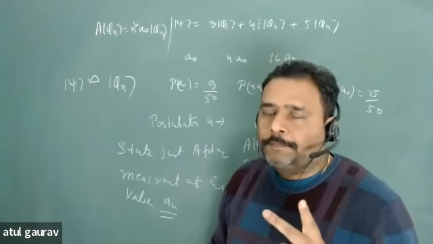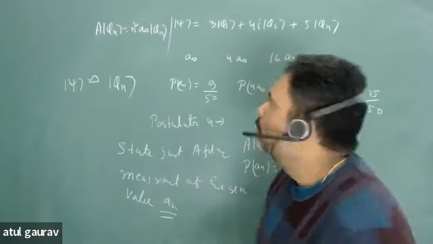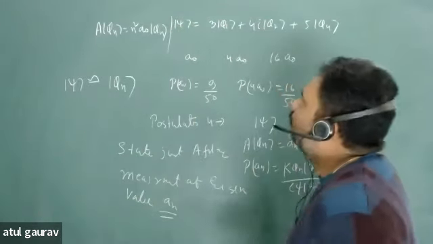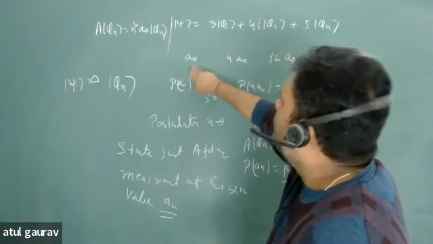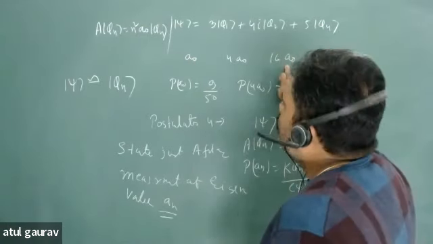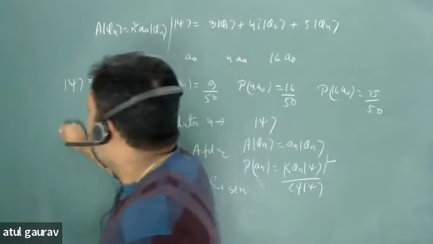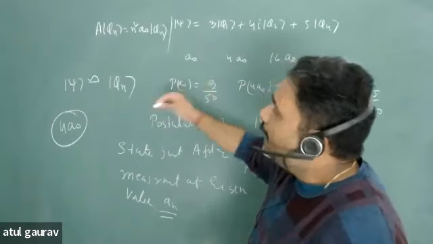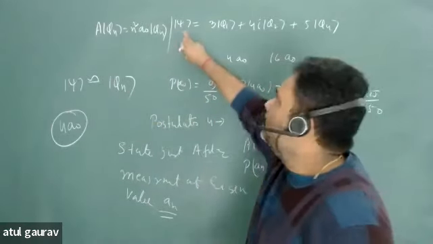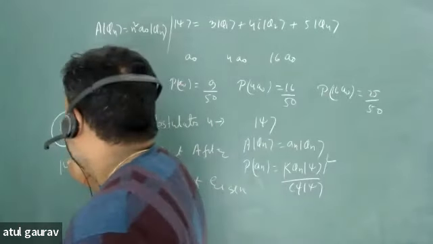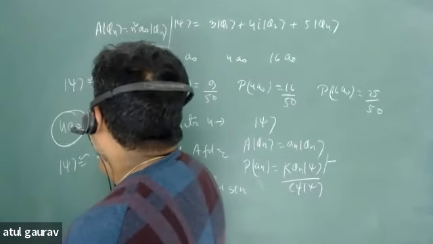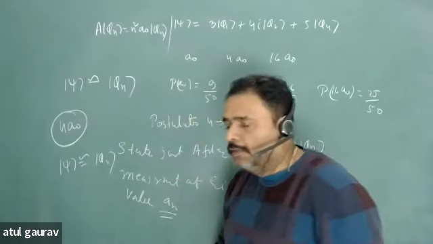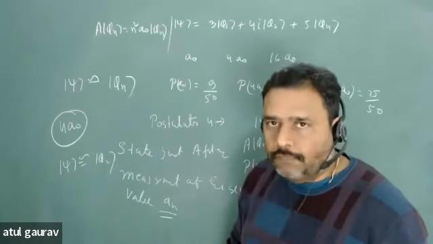Are you getting my point? Now, suppose this is your state psi. What can be the possible measurements? A0, 4A0, 16A0. Suppose someone gets 4A0. Then at this particular point of time, your psi will collapse in the direction of phi 2. Are you getting my point? This is all about postulate 4.